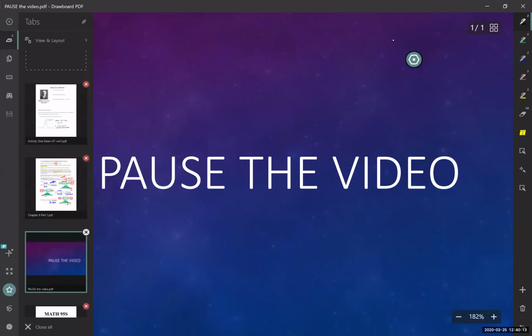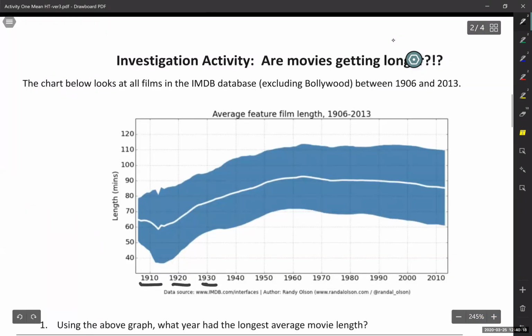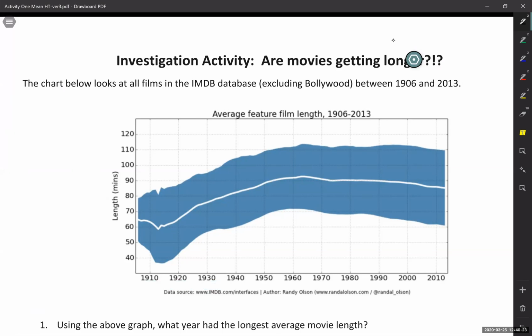All right, and we're back. Going to this picture here, the first question said, using this graph, what year had the longest average movie length? Now, this graph is not perfect, and we can't isolate a specific year, but just in general, where do you think that average movie length is the longest? From my point of view, it looks like there's a little spike right there, the highest number for the length of the movie.